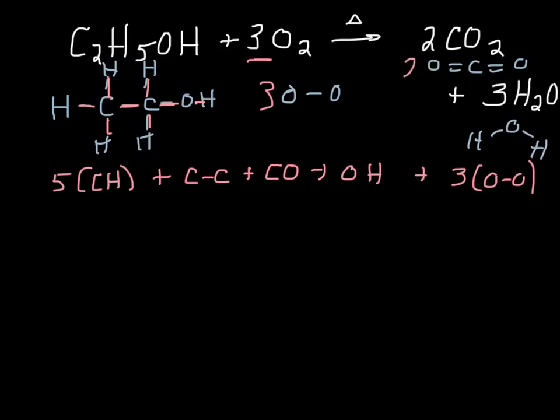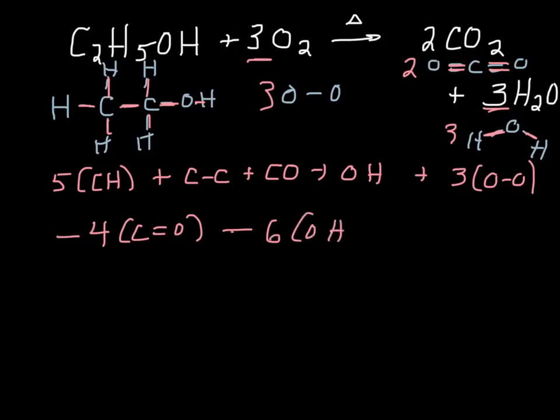And then we're going to subtract over there. I've got 1, 2 times 2 is 4 C double bond O bonds. And 3 times 2, so we're subtracting these now, so minus 6 times OH. So you can see that you've got all these bonds, and so you fill in your numbers and you get your value.